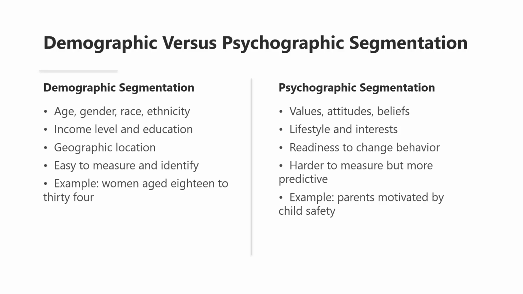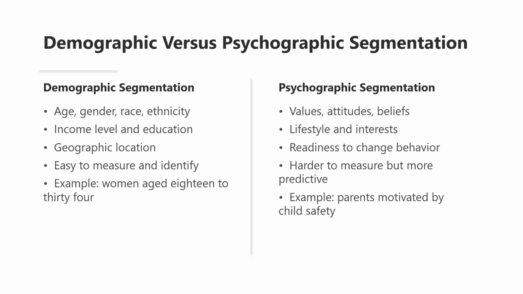Psychographic segmentation addresses that limitation by dividing audiences based on internal characteristics such as values, attitudes, beliefs, lifestyle choices, interests, and their readiness to change a specific behavior. This approach draws directly on behavioral theories like the transtheoretical model and the health belief model, which you may already be familiar with from earlier studies.